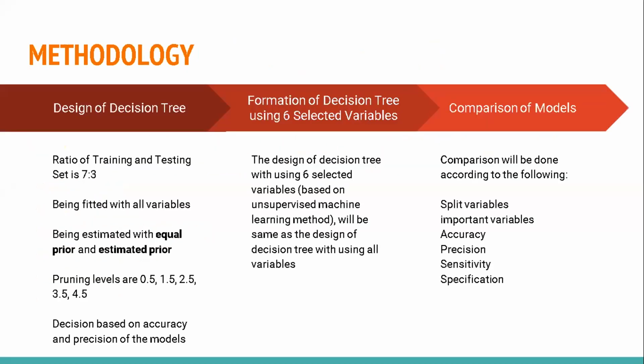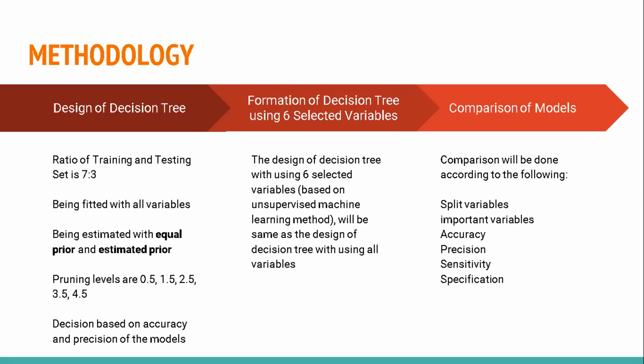Okay, and then moving on to the methodology. First, we designed the decision tree. The ratio of training and testing set is 7:3. It is fitted with all variables, and then we estimate with equal prior and estimated prior. And then we do a trial and error for the pruning levels, which are 0.5, 1.5, 2.5, 3.5, and 4.5. This is to see which model will provide the best result.